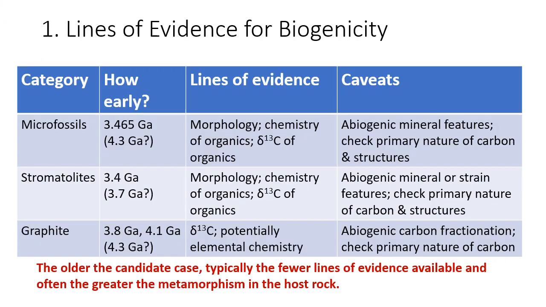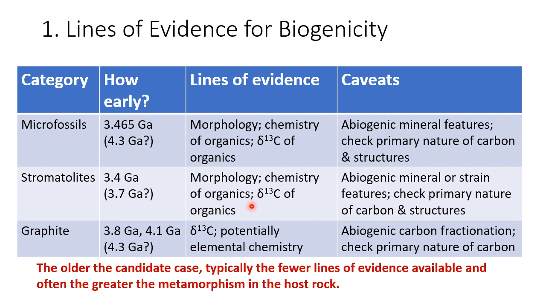So here is a table summing up the lines of evidence that would be used to establish biogenicity in cases of microfossils, stromatolites, and graphite that is distributed throughout a rock and not particularly associated with obvious stromatolites or microfossils. We would want to be able to find a delta C13, morphology suggesting stromatolites or cells, find evidence for organic carbon. All three of these together would make the strongest case for biogenicity.